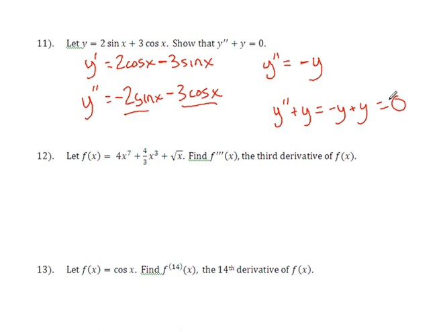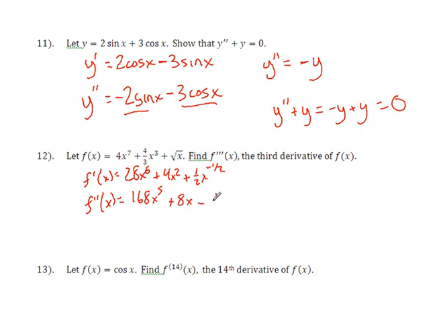Number 12, the first derivative will be 28x to the 6th plus 4x squared plus 1/2 x to the negative 1/2. We got to do it a second time. Second derivative is 168x to the 5th plus 8x minus 1/4 x to the negative 3/2. That's the second derivative. We need to do one more.